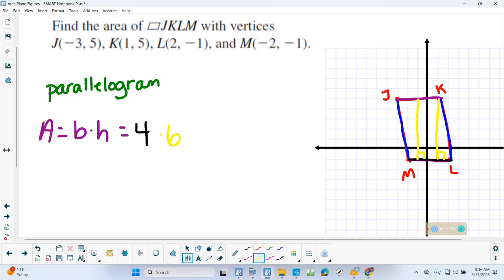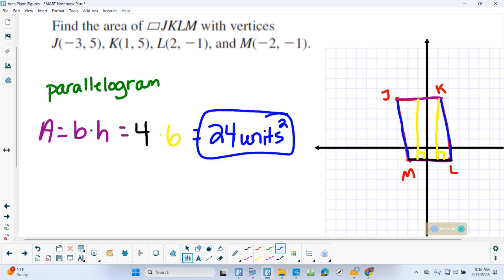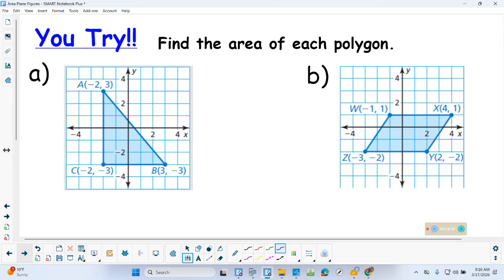I know the yellow doesn't show up the best, but you got it. 4 times 6, 24. Now, I don't know if it's centimeters, meters, inches, whatever. I'm going to put a generic label on units squared. That wasn't so bad. We just had to draw the picture. All right, the next two have the pictures drawn.